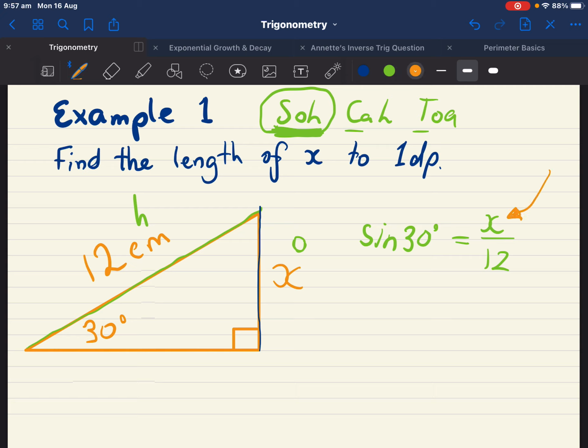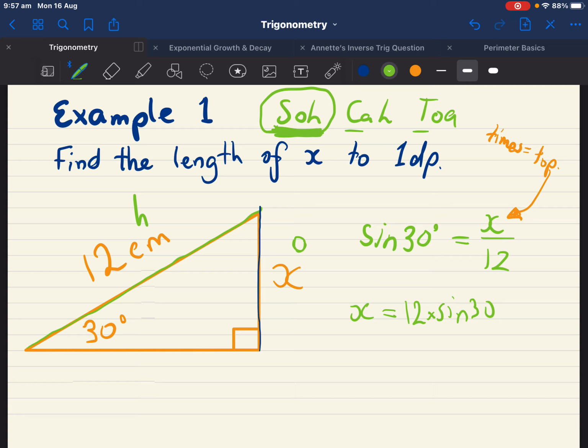Notice how x is on the top of the fraction. Top means times. We're going to multiply. For us to get our answer, x is going to be 12 times sine 30. So whenever the pronumeral, in this case for our lesson we're just going to use the letter x, but it could be any letter really, whenever that pronumeral is on the top, we're going to multiply.